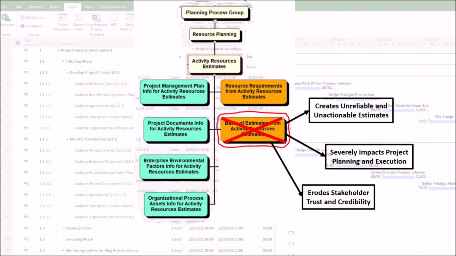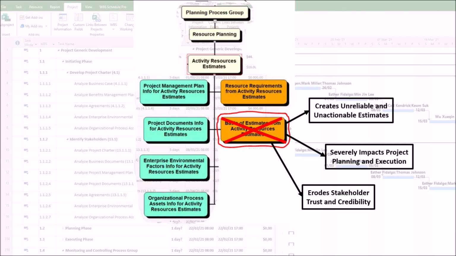3. It erodes stakeholder trust and credibility. A project manager's credibility is built on reliable planning, as follows. First, you suffer a loss of confidence. When a project manager cannot explain how they arrived at their resource needs, sponsors and clients lose faith. They will micromanage, second-guess every decision, and be less likely to approve future projects.